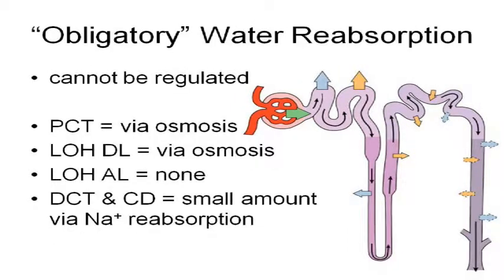Obligatory water reabsorption. Proximal convoluted tubule is going to be via osmosis. The descending limb of the loop of Henle is going to be via osmosis. Of course, no water is going to be absorbed from this side because the ascending limb is impermeable to water. Then in the distal convoluted tubule and the collecting duct, because sodium is being reabsorbed, water follows the sodium.